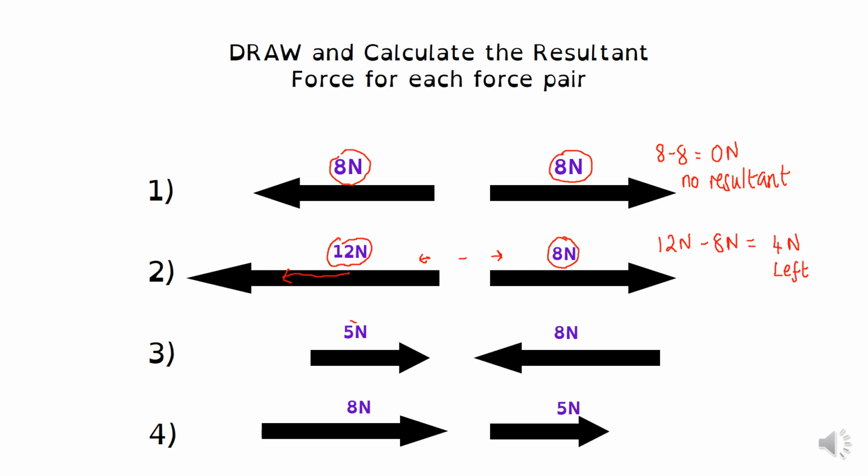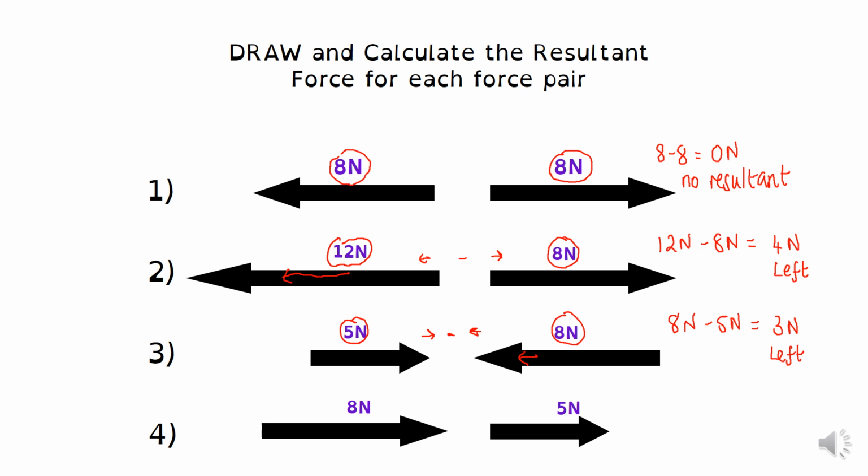Now for number 3, we have 5 newtons to the right and we have 8 newtons to the left. Now again, they are in opposite directions, and if they're opposite, we take them away from each other. So the 8 newtons take away the 5 newtons, because it's always bigger minus smaller. We have an overall resultant of 3 newtons, because the 5 will cancel out 5 from the 8. And the direction, again, is going to be left, because that's the direction that the bigger force is pointing. So this will be 3 newtons to the left.